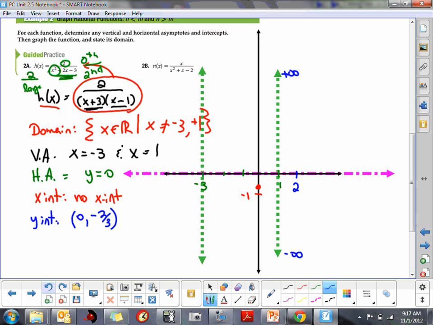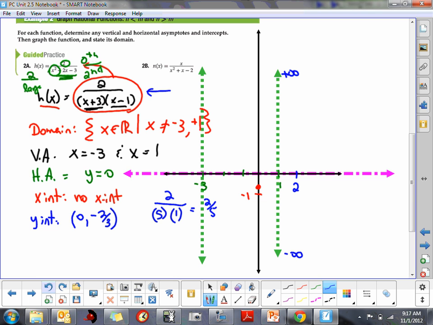So I'm going to choose a 2 and plug it into our equation. So it's 2 over, and I just need the signs, but I'm going to put in the numbers here. It's 2 plus 3, which is 5, and 2 minus 1, which is 1. So you can see that we're going to get a positive number, 2/5.